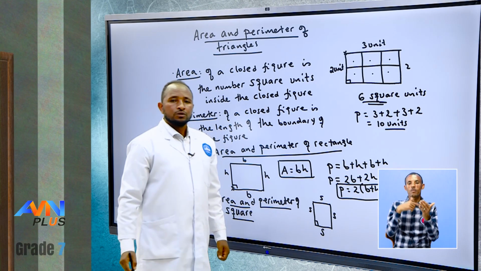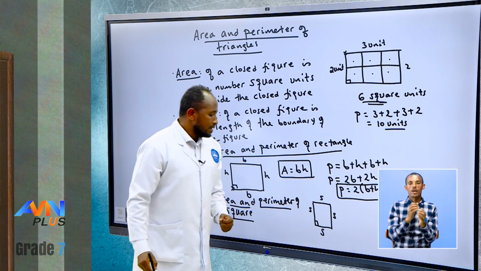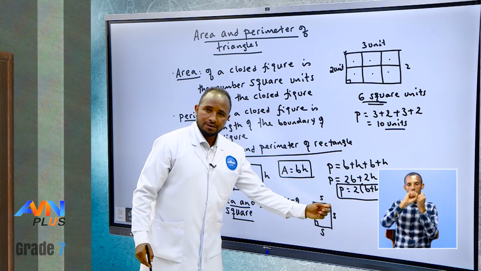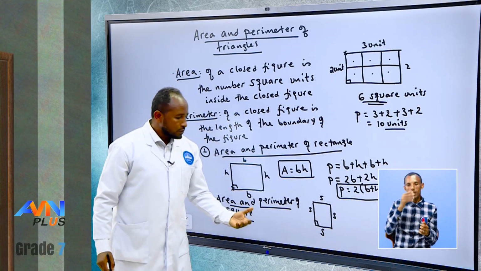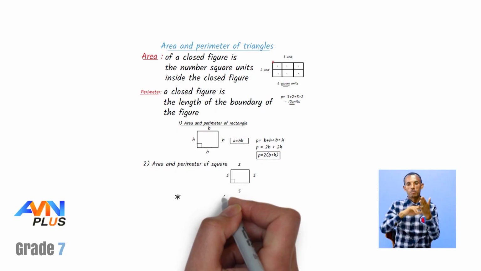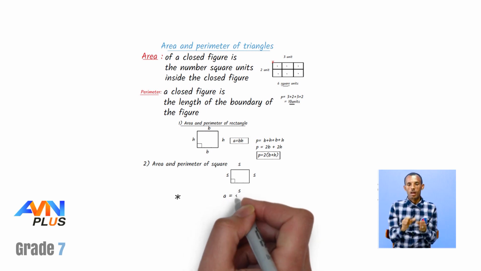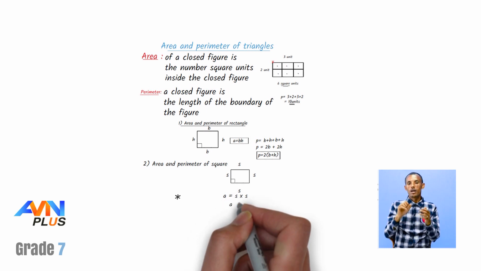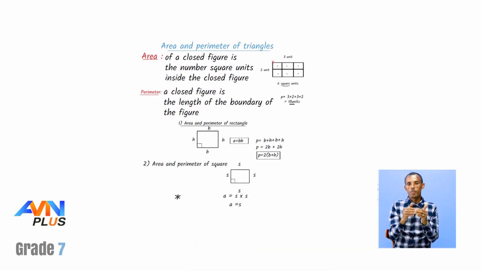Therefore, to calculate its area, you multiply base and height. S times S gives you S squared. Therefore, area is equal to S times S. Therefore, the area of this square will be S squared.